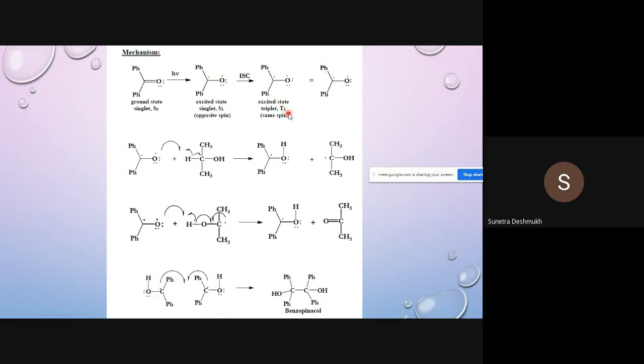Then the excited triplet state now, and this one is our triplet state. Now this triplet state reacts with this propanol. It abstracts a hydrogen, again homolytic cleavage of the CH bond. So here is the generation of the OH bond, plus the propanol molecule that has been eliminated is also in the form of a radical.